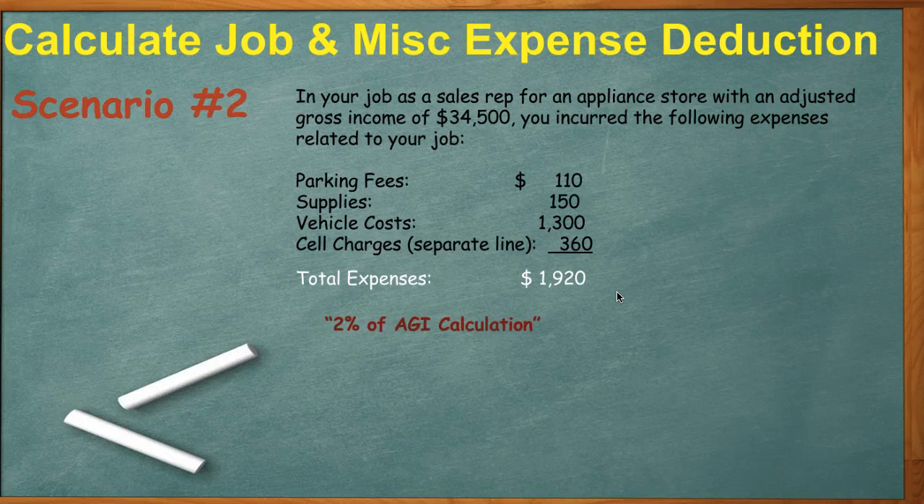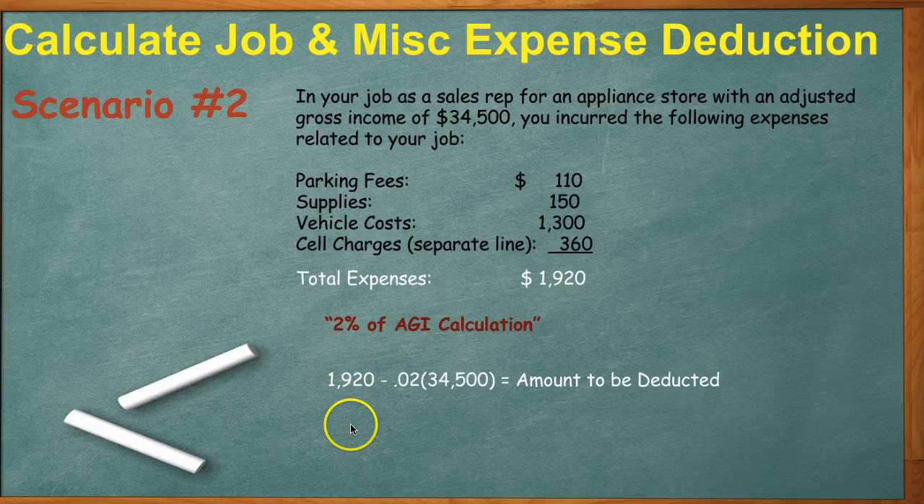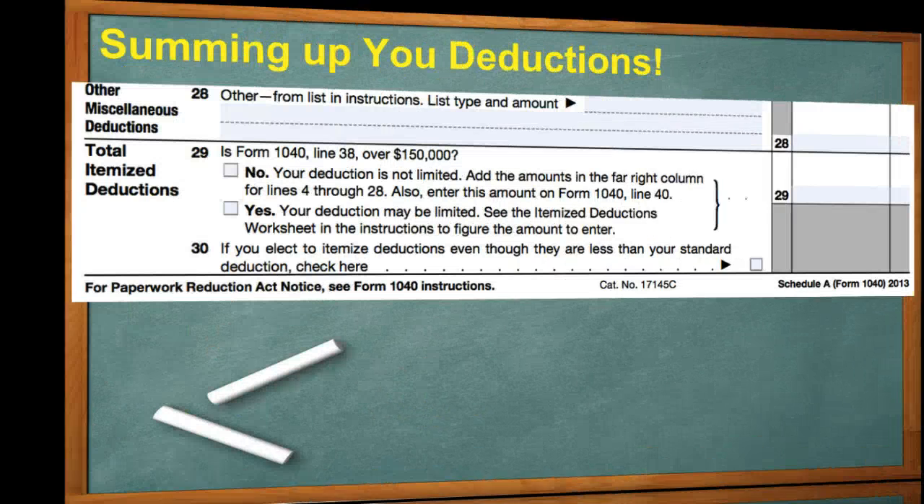All right, let's do our 2% of AGI calculation. Let's take our total expense and subtract 2% of our AGI. That means we can deduct $1,230. Notice that you can usually deduct more of these because it's only subject to 2% versus medical and dental, which is subject to 10%.